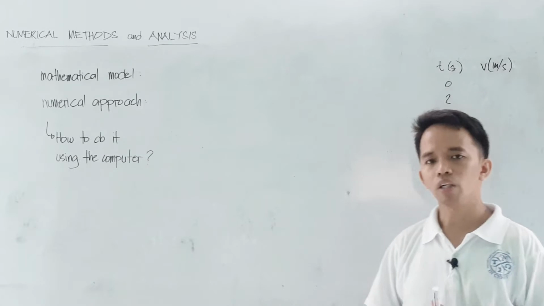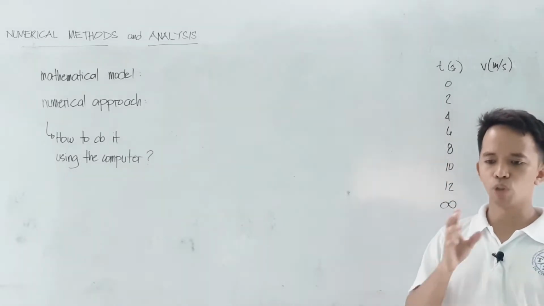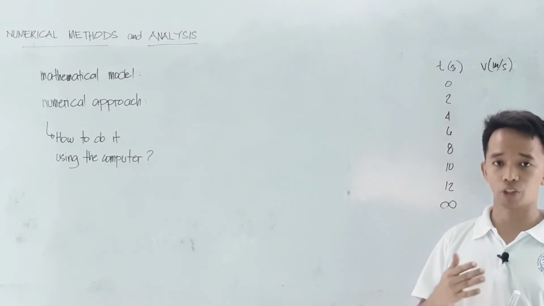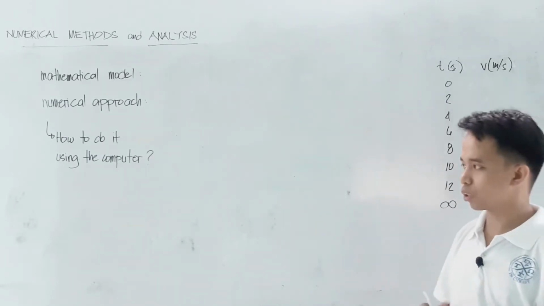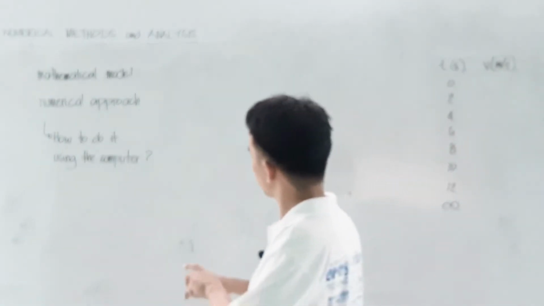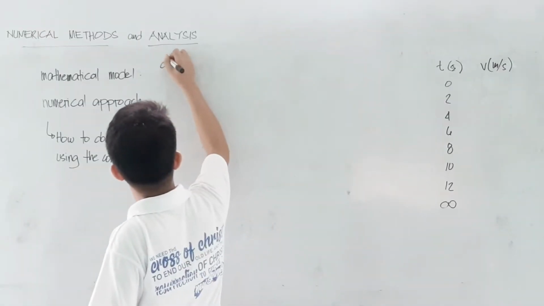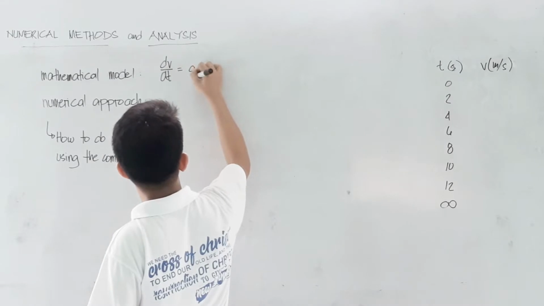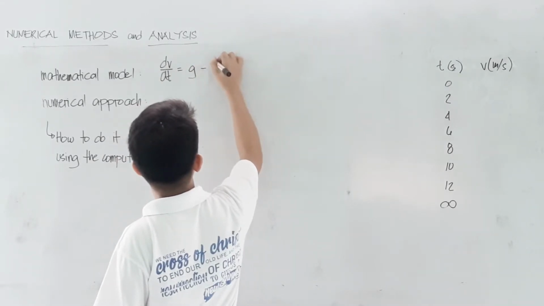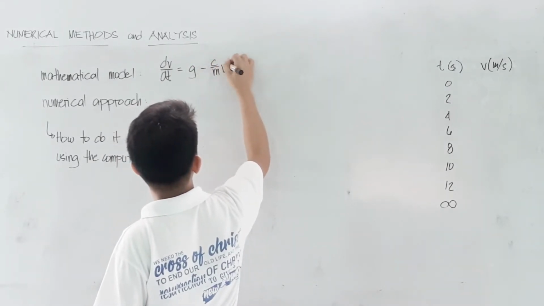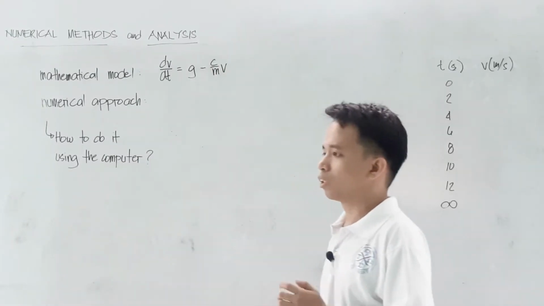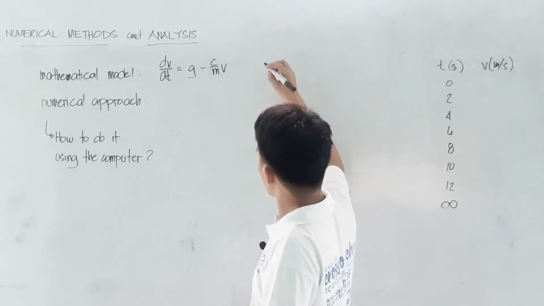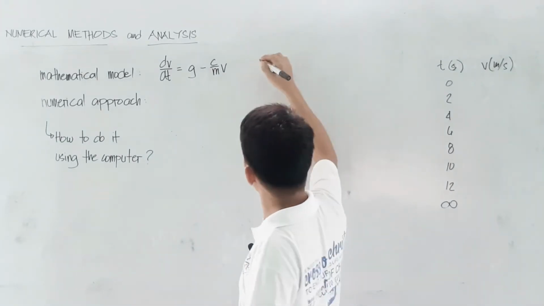Last time, we developed a model that will predict the velocity of our parachutist, and it took this differential equation form: dv/dt is equal to g minus c over m times v. With the numerical approach, we eventually come up with this solution.